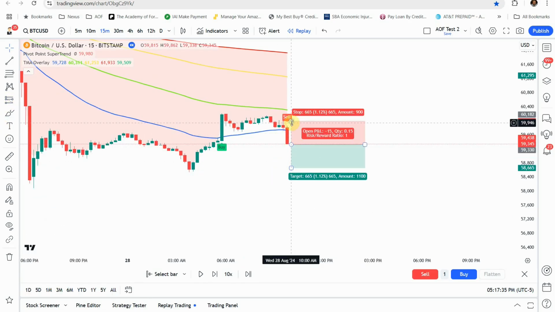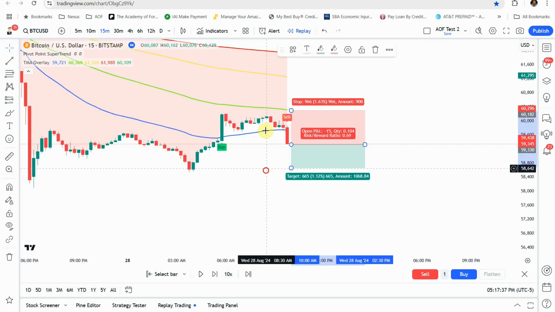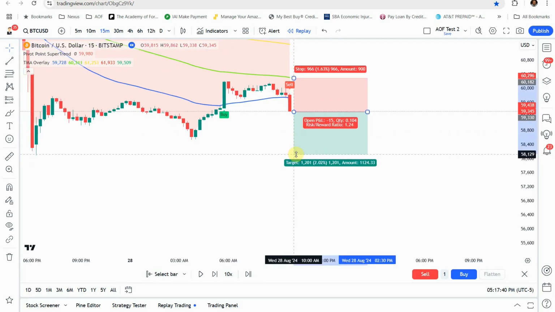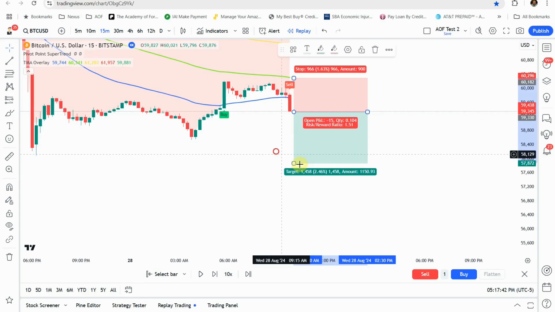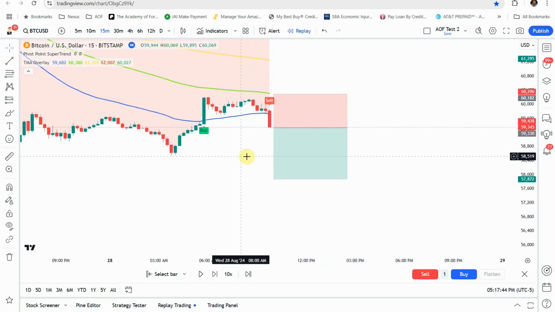Put our trade right here. We're going to put our stop just right above this pivot area here. And then we're going to target a 1 to 1.5 risk reward, just like so. Let's go ahead and play this one forward and see how it plays out.